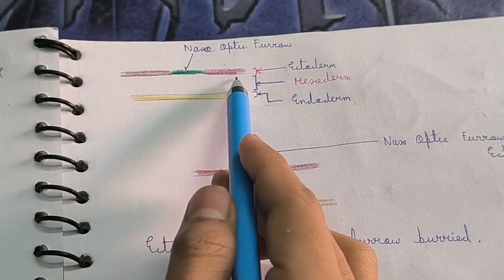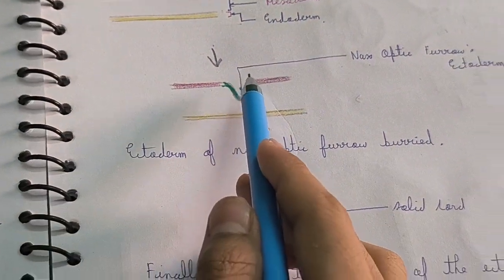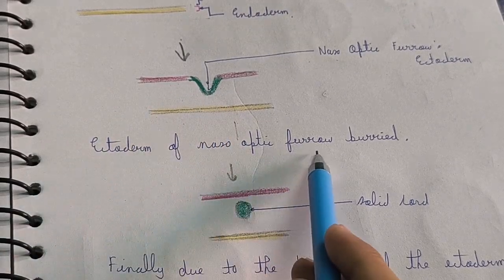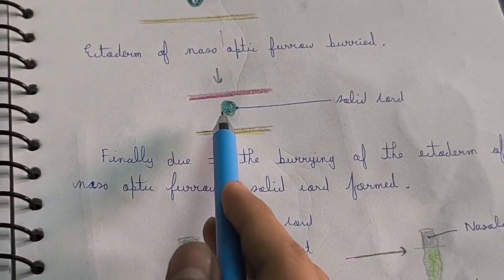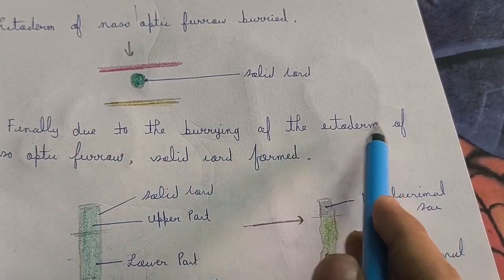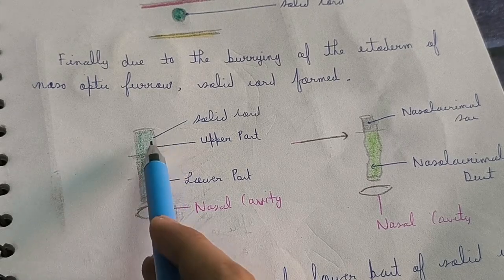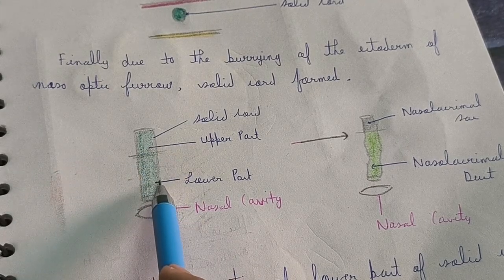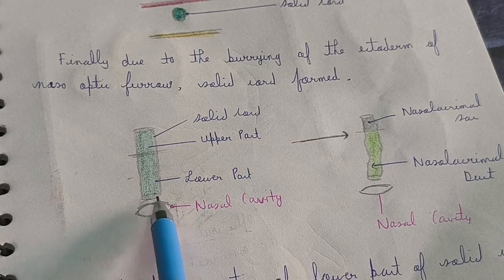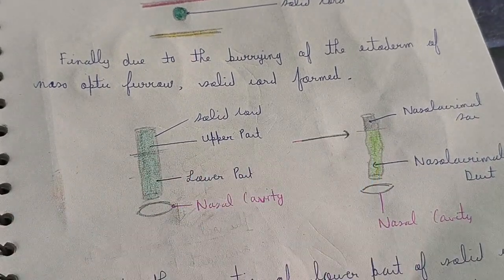Now you can see that this is the ectoderm of the naso-optic furrow. The ectoderm of the naso-optic furrow is buried, and due to budding of the ectoderm of the naso-optic furrow, a solid cord is formed. This is the upper end of the solid cord, and this is the lower part of the solid cord. The lower part of the solid cord is in contact with the nasal cavity, as a result it is later converted to the nasolacrimal duct, and the upper part is converted to the nasolacrimal sac.